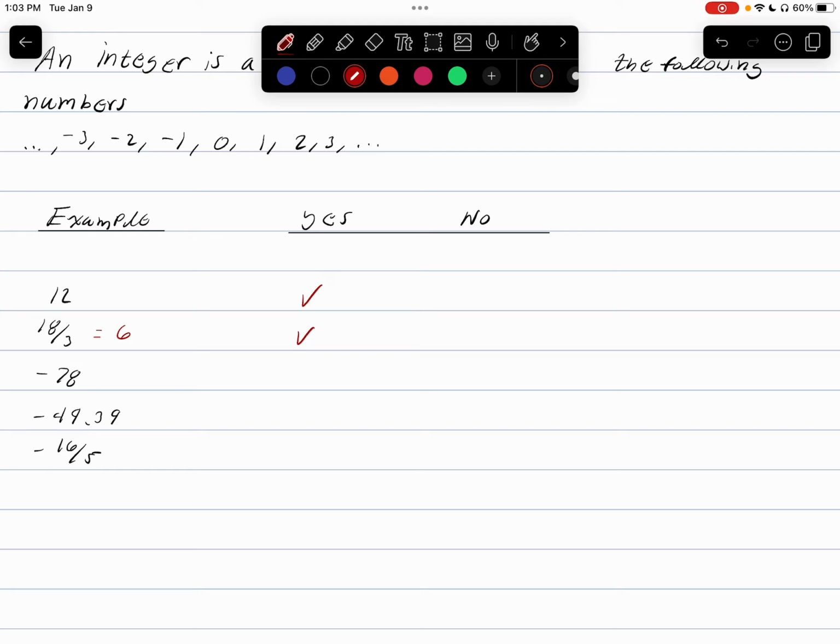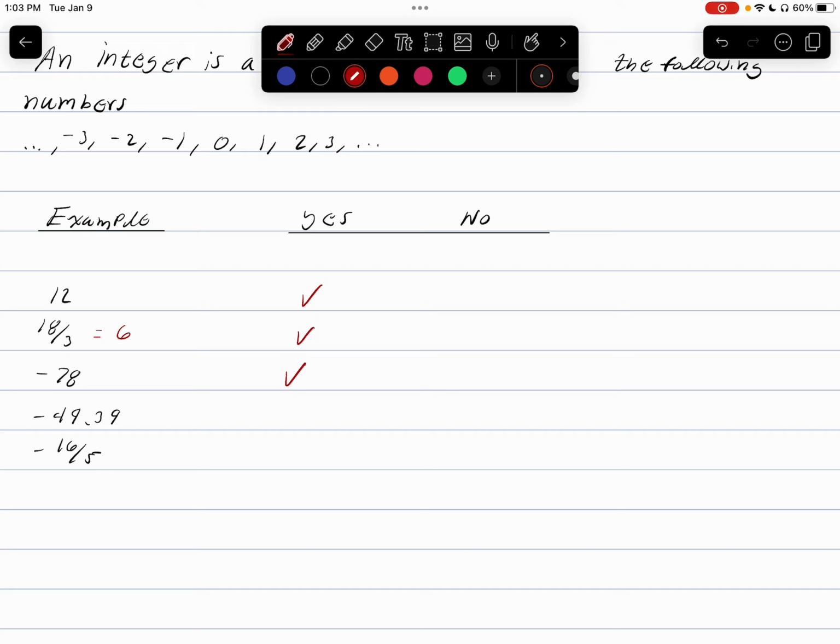Okay, and how about negative 78? Now, this is a counting number. It's a negative counting number. However, it's pretty far off to the left here, so I'm not going to count to it to demonstrate that. But you could look at a number line and see that negative 78 is indeed a whole number on the number line. It's just negative. So we would again say that this is an integer.